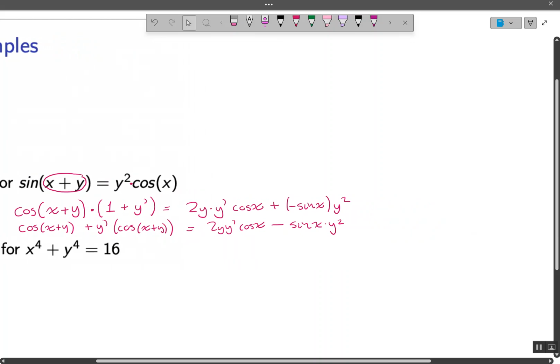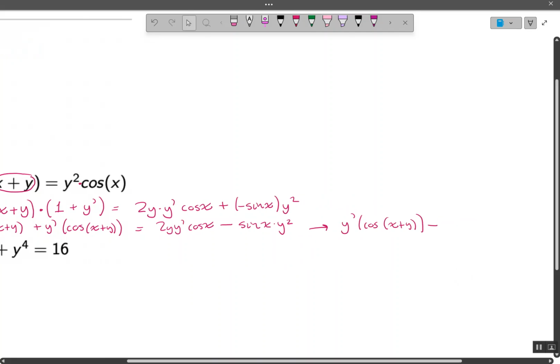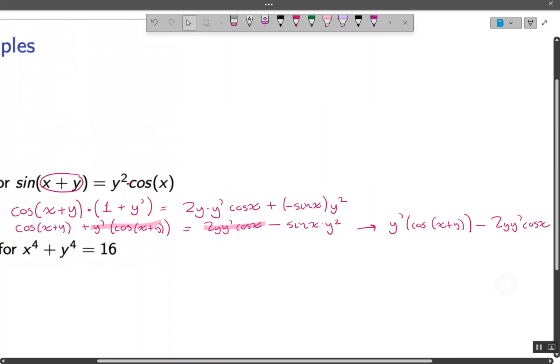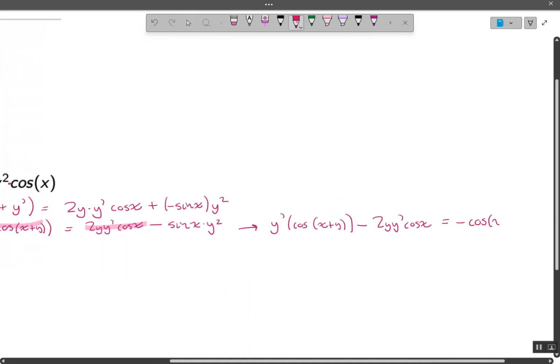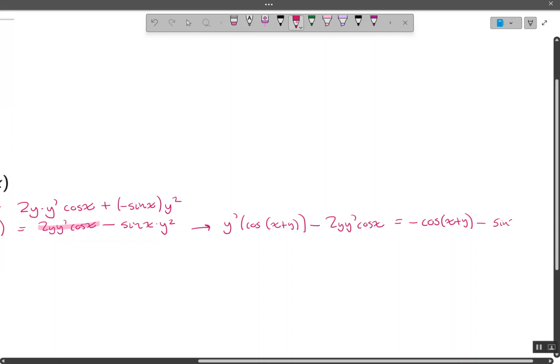So then we just put everything that doesn't have a y prime on the right, putting everything that does have y prime on the left. So this one and this one are now on the left. And on the right, we have cosine of x plus y, so we got to subtract. And then sine of x times y squared.